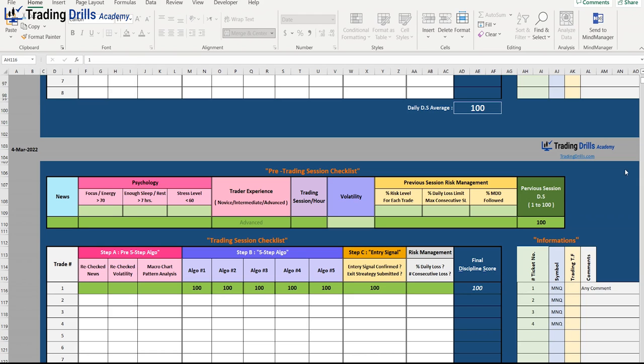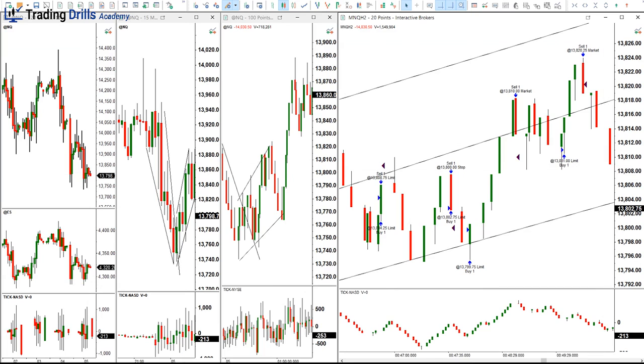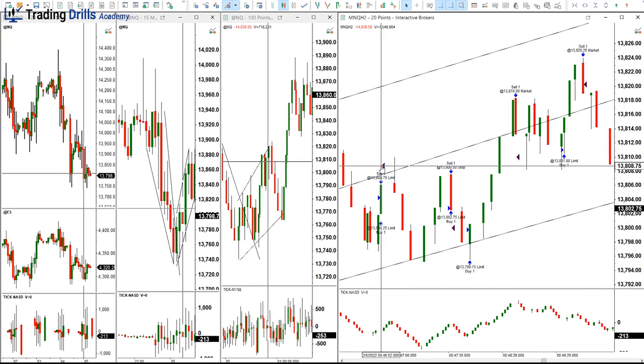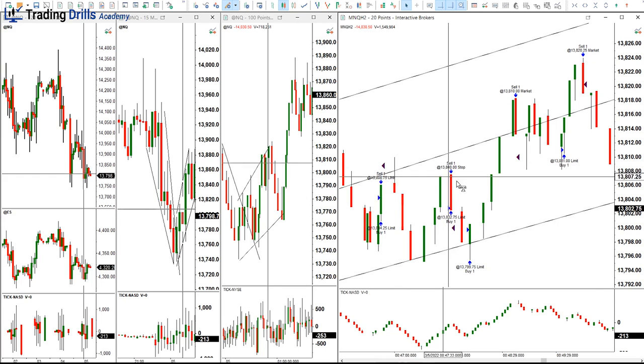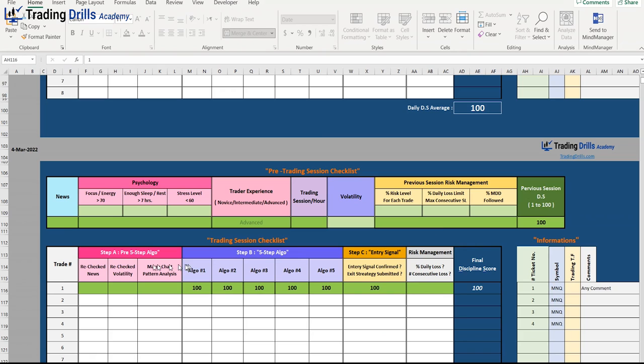Hello everyone, I'm reviewing some trades on micro Nasdaq futures contract taken on March 4th, Friday. Every Friday I have a training session with my coach, so when I came back, the market was at this stage, around midnight my time. So I'm going to review based on the pre-market session checklist.